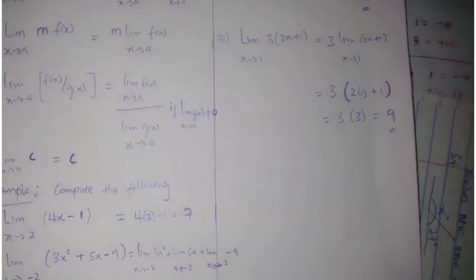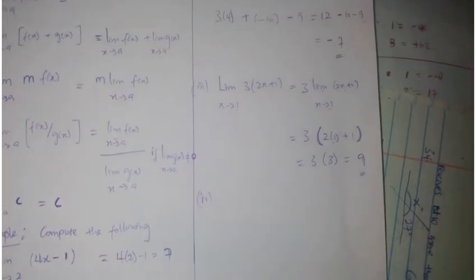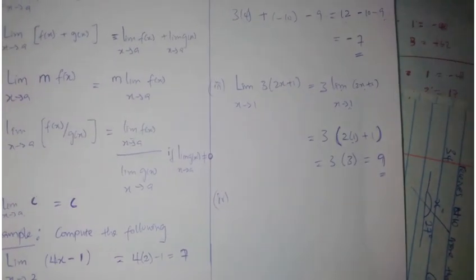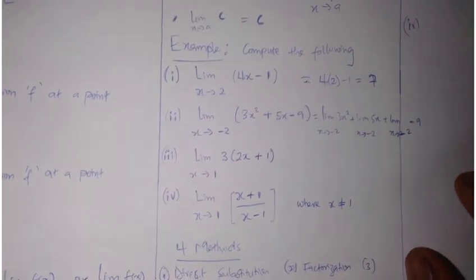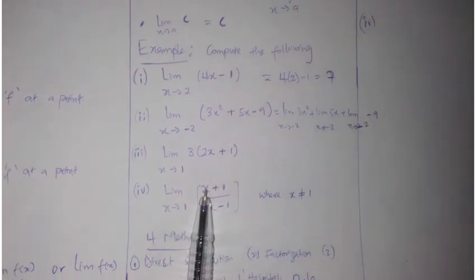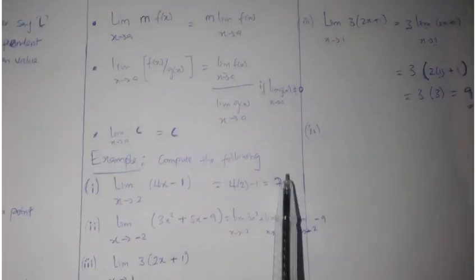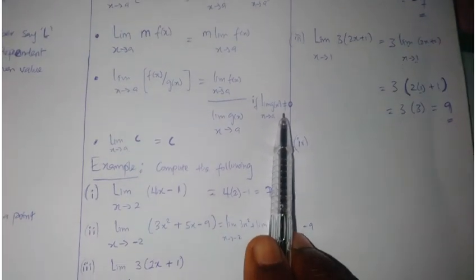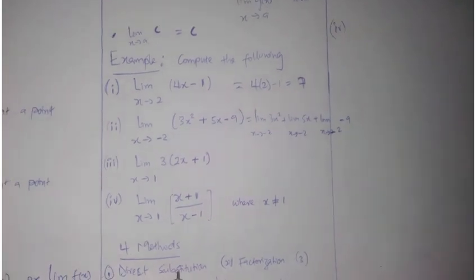Now then for my number 4 question, it says limit as x tends to 1 of x plus 1 over x minus 1, where x is not equal to 1. If I put x as 1 up here, this is 2. If I put x as 1 down here, this is 0. And I said my denominator can never be 0.